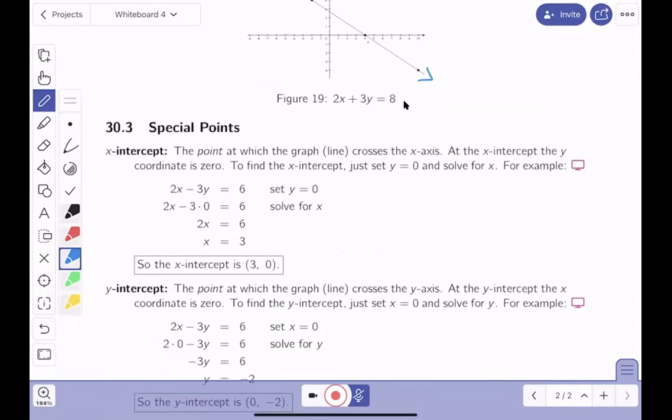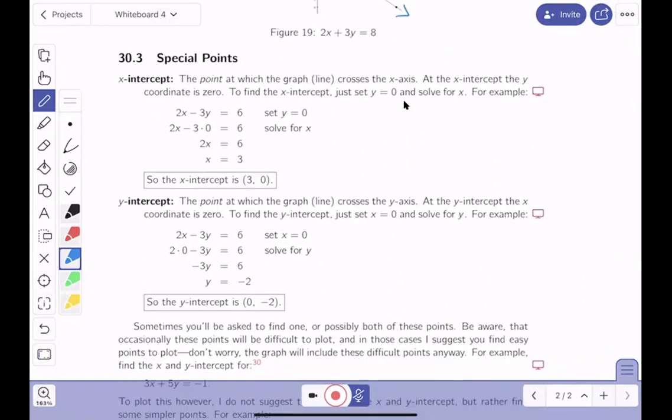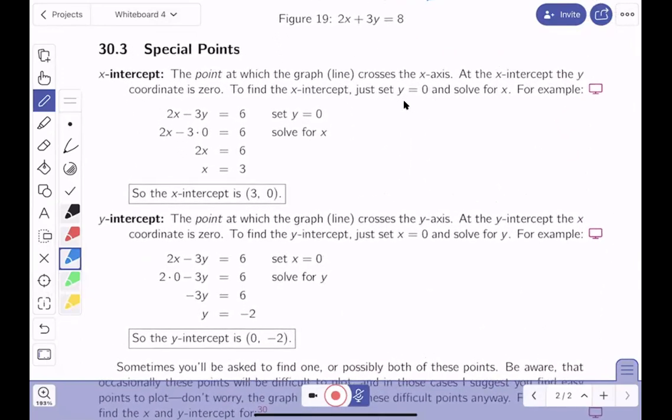All right, let's talk about special points. And they are special, by the way, and that's the reason they refer to them by name. There's going to be 2 special points. One is going to be called an x-intercept. The other one's going to be called a y-intercept.